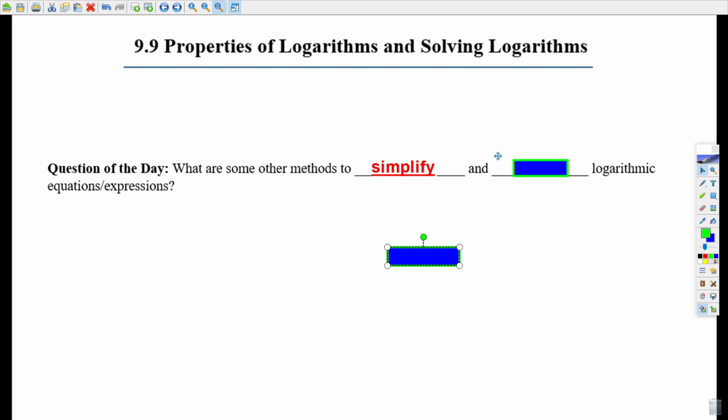So the question is, what are some other methods to simplify and to solve logarithmic equations or expressions? And when we do a couple of examples, hopefully you'll see where these properties come from, and then we'll put the properties down one at a time and go through them each.